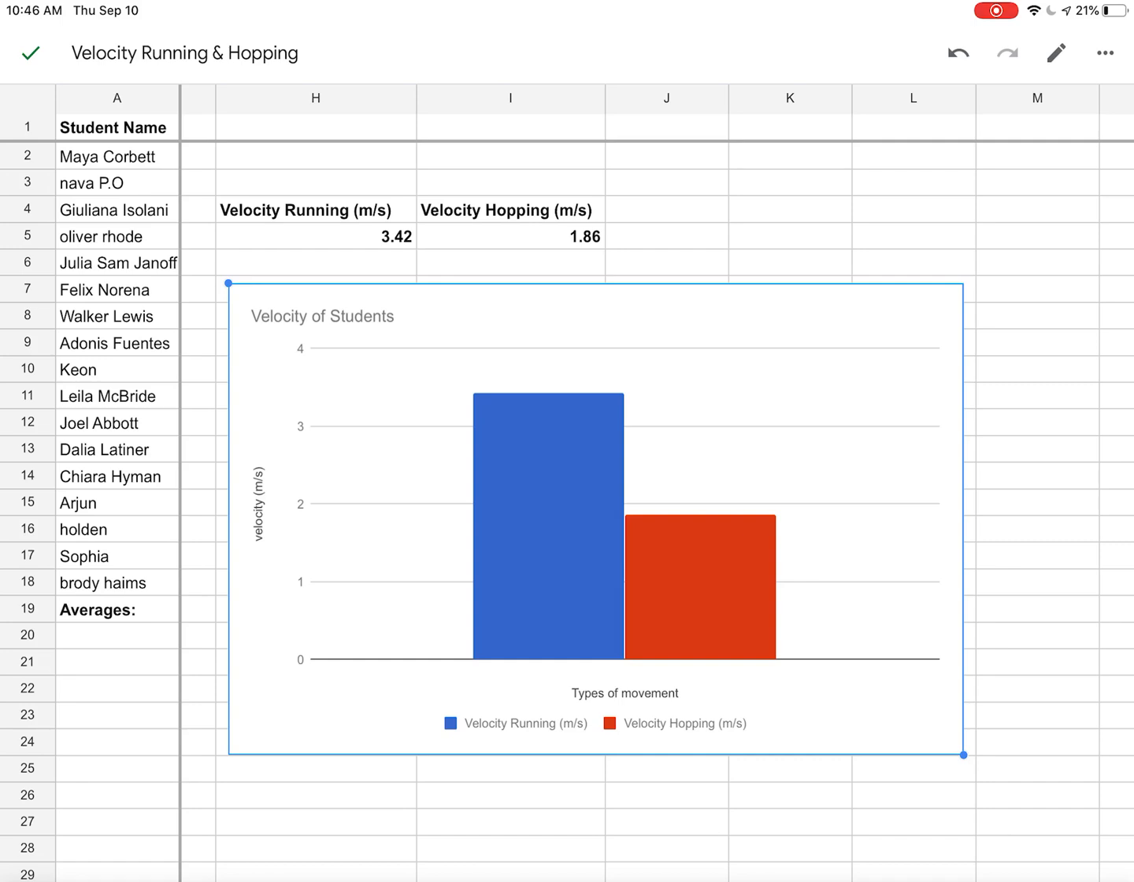If you needed to, say, put this into a Google Doc because you were doing a lab report or something, you could take a screenshot of it and then crop that screenshot down to include just the graph and pop that right into a lab report.